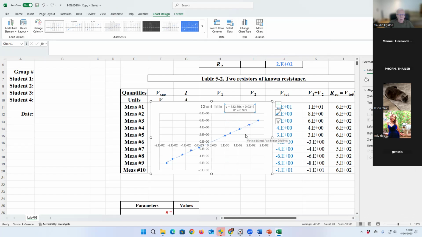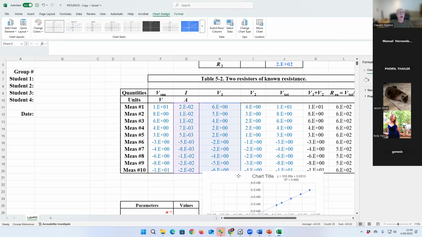Oh, okay. Never mind. I just realized what my problem was. I was doing the wrong column. I did V soup for some reason instead of I. My bad. I'll fix that right now.